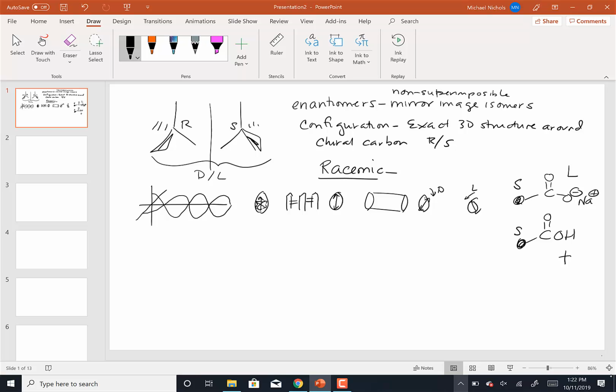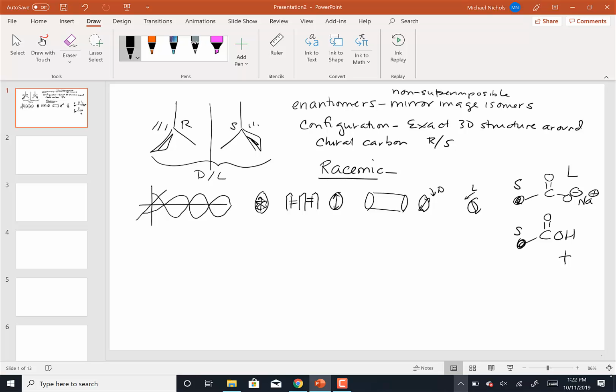Chemical properties of enantiomers. Well, the chemical properties of enantiomers may be different or they may be the same. They may be different if they're reacting with another chiral molecule. They will be the same if they don't react with a chiral molecule, or if they're reacting with a non-chiral molecule. So they're the same if the molecule they're reacting with is non-chiral. They are different or could be different if they're reacting with chiral molecules.